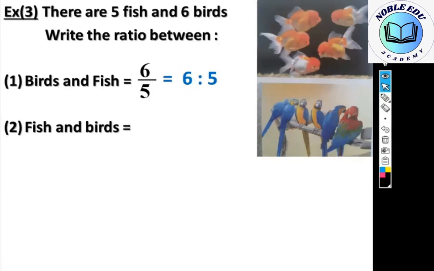Okay, now switch birds and fish. Which first now? I have fish. What about the number of fish? 5. So 5 over 6, or you can write 5 to 6.